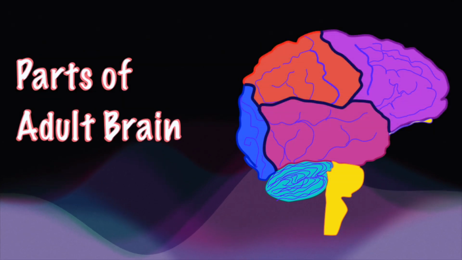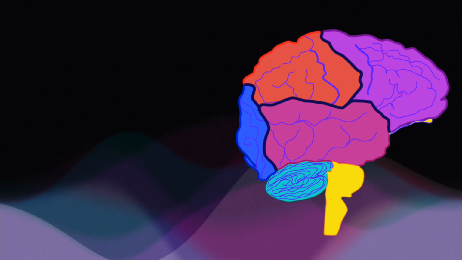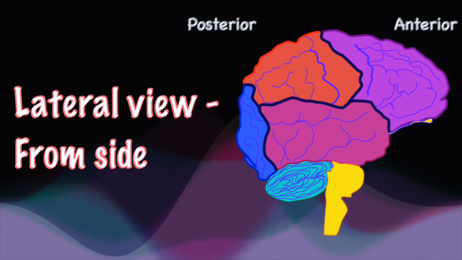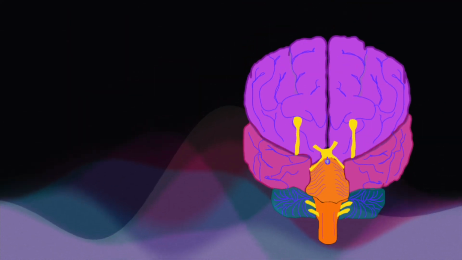Let's get acquainted with the 3D structure of the brain by looking at it from different angles. So here you can see how a brain appears from the side. That is what we call a lateral view. Similarly, this is the front view and this is the top view.